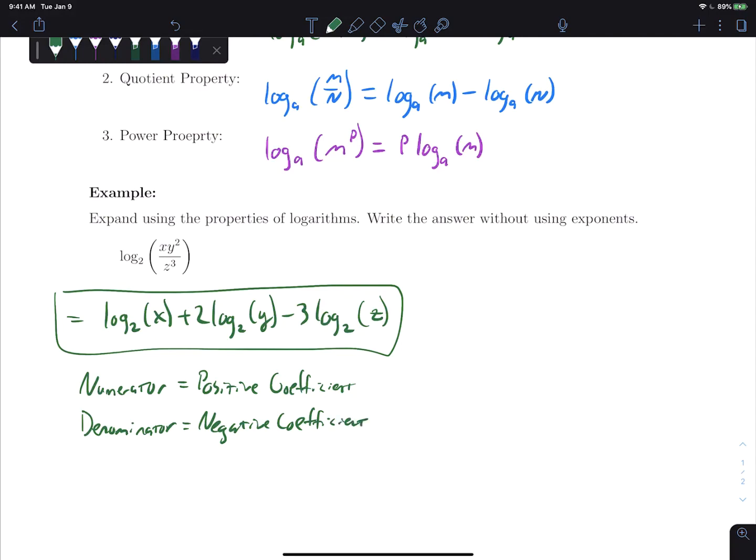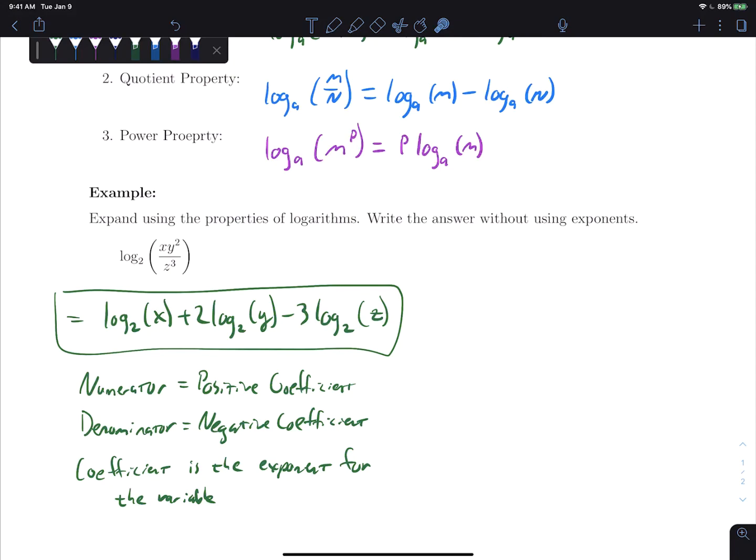And the coefficient is the exponent for the variable. Now, what I mean by this is each of these factors, each of these variables gets its own logarithm. So we have log base 2 for each of the logarithms guaranteed. We have 3 different ones, so we have 3 different logarithms. The variable x, the variable y, the variable z, they all get the argument by themselves.